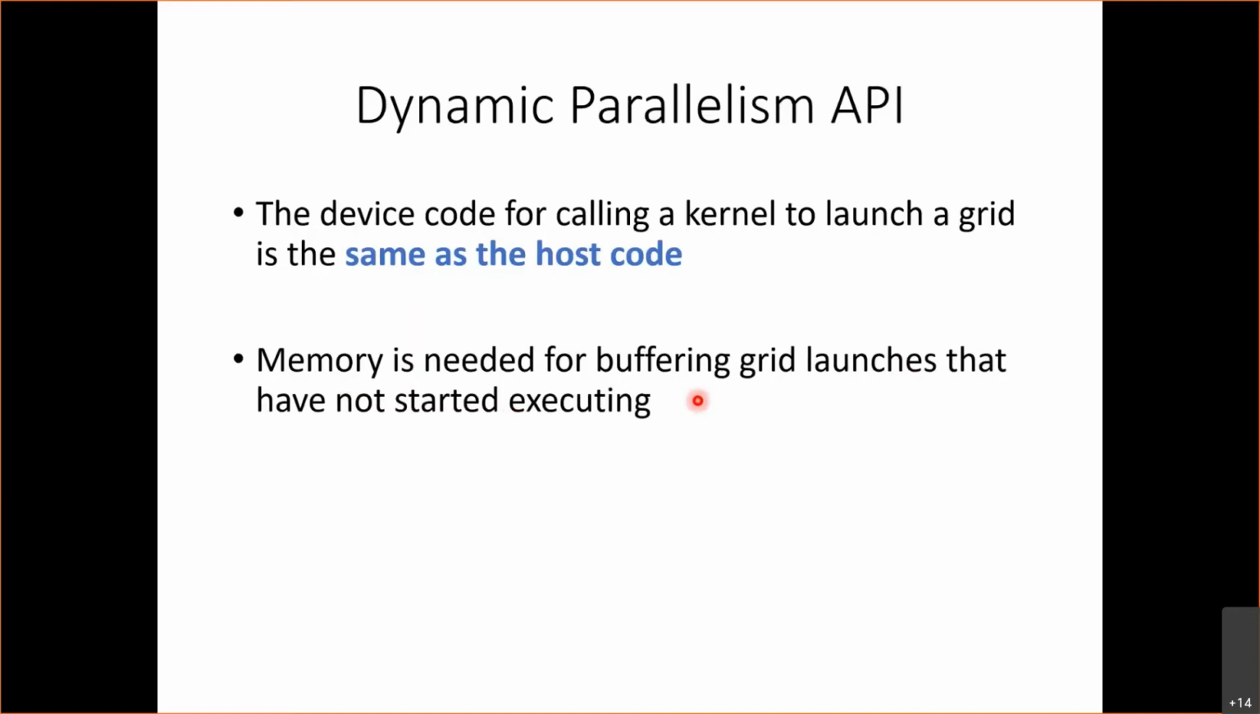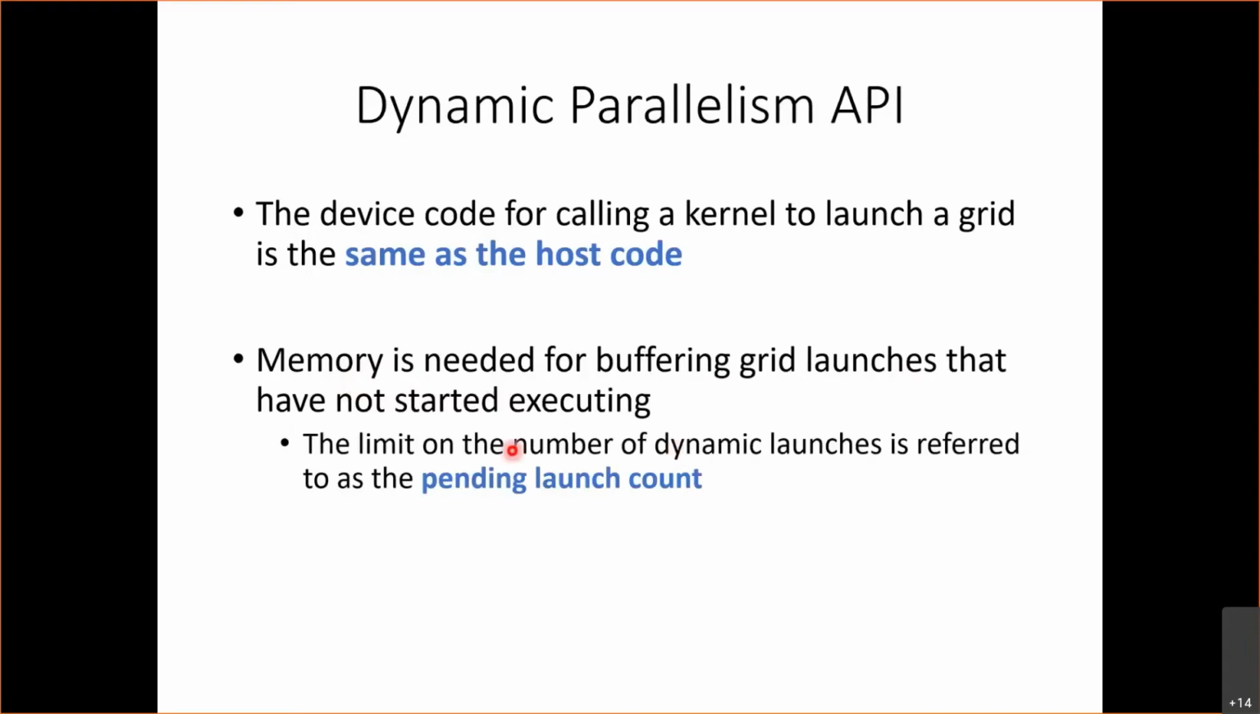Because the memory that we're going to provide for launches is limited, there's going to be a limit on the number of dynamic launches that we can have. This limit on the number of dynamic launches is referred to as the pending launch count.